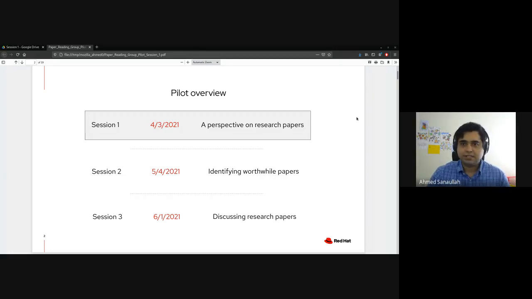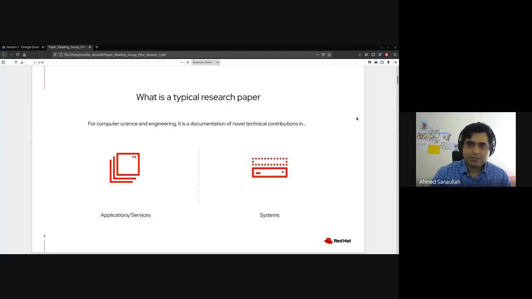Because of the content, this is going to be more presentation style, but the next couple of sessions are going to be more interactive. And even in this session, if you have any comments or suggestions or corrections or perspectives you want to share, please feel free to interrupt me and do that. I would love that. This is interactive as well. So that being said, let's start with this particular session, which is going to be kicked off with the question, what is a typical research paper?